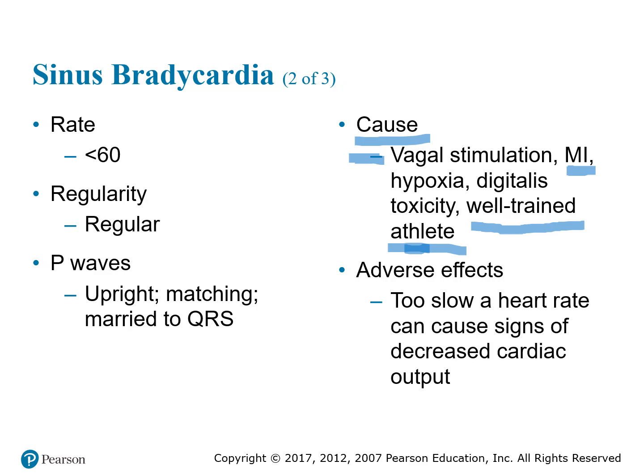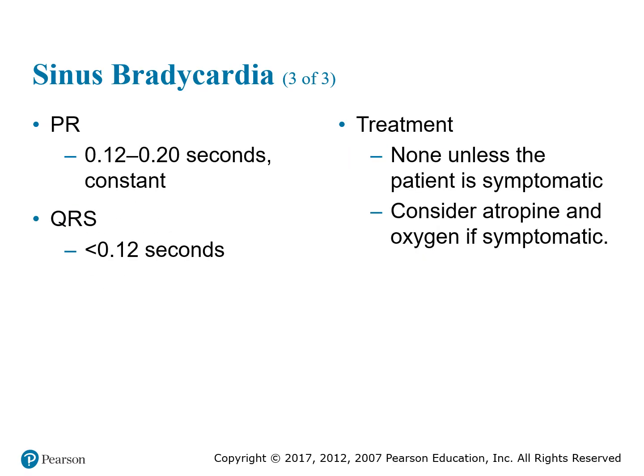Adverse effects. A too slow heart rate can cause signs of decreased cardiac output. Decreased cardiac output being things like altered mental status, low oxygen, low blood pressure, just overall generally sick people. So if it gets too slow for someone who's not normally slow, it can be a significant problem, and they would have to treat that with medications. For the sinus brady, your PR intervals are going to be 0.12 to 0.20. They're going to be consistent. The QRSs are going to be 0.12 or less.